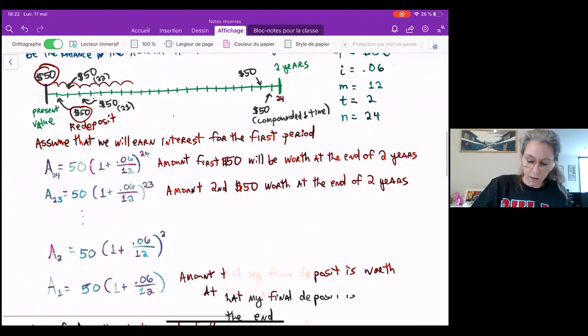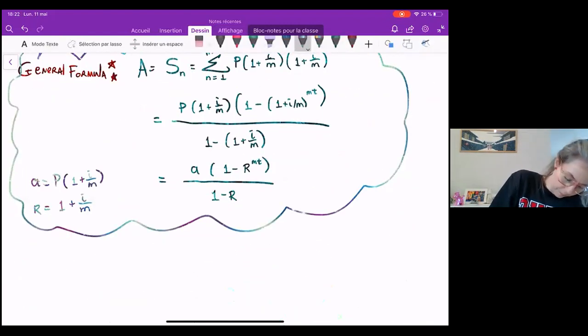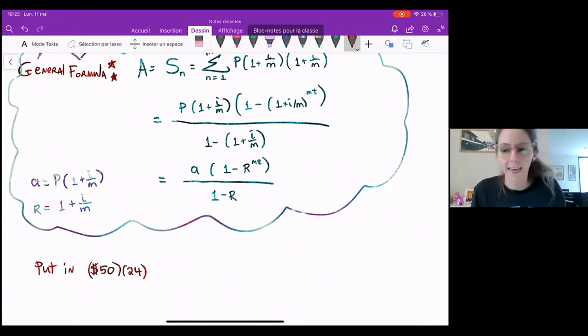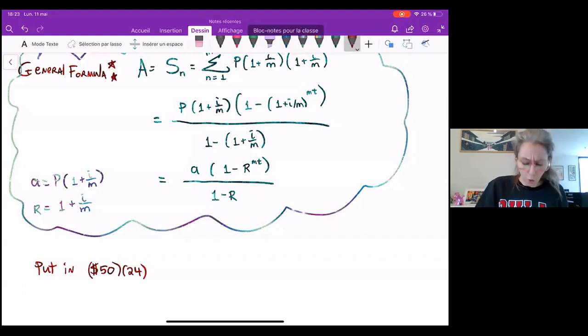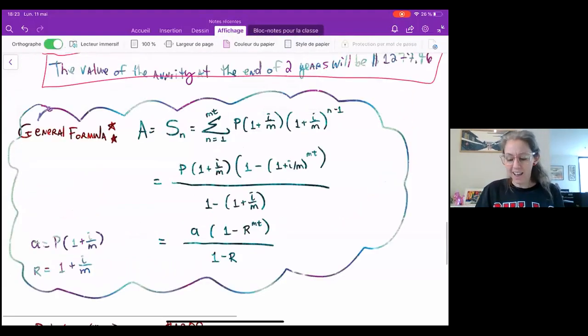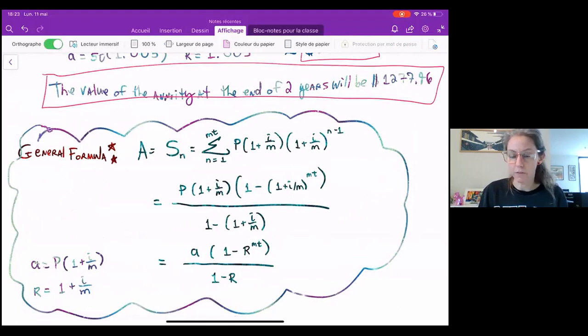Well, I put in $50 times the 24 times that I deposited it, which gives me a total value of 1,200, which means that I actually put 1,200 of my own money into that, which means that that 6% interest really didn't get me far. It means that I actually only gained $77.96 over the course of 2 years.